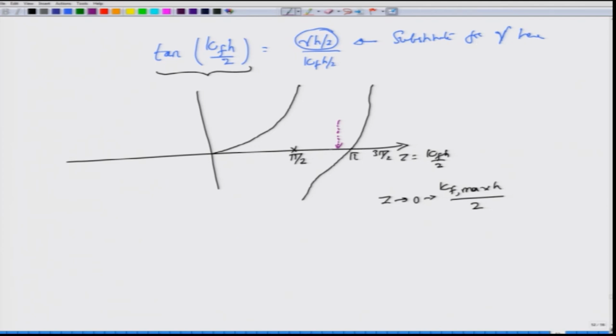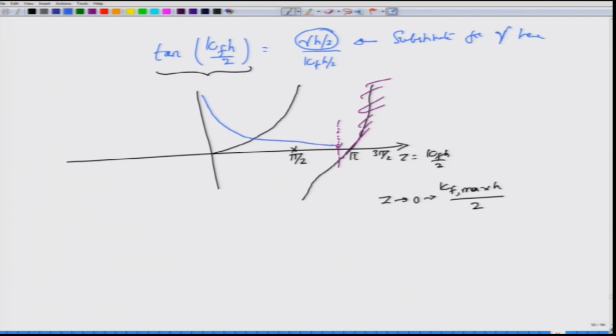So, let us say this kappa f max h by 2 happened to be here, okay. All the region beyond this is really not important for us, so you can scratch it out. Now, let us look at the right hand side. What does the right hand side look like? When kappa f h by 2, or z, is 0, the right hand side shoots up, because the numerator will be finite, but the denominator will be 0. So, as you move in kappa f h by 2, you will see that it starts from infinity and then starts to go to 0 like this, okay.